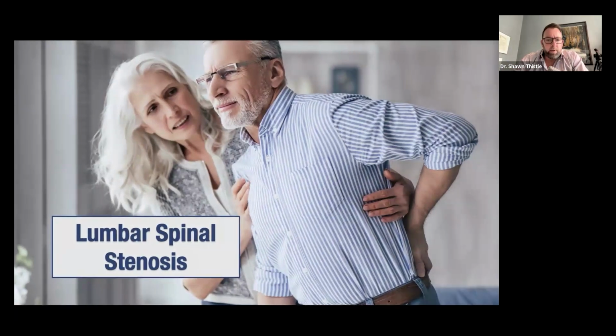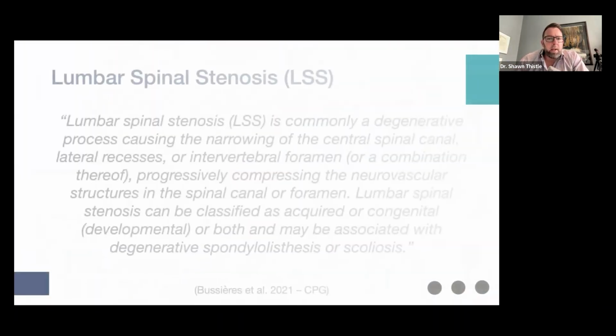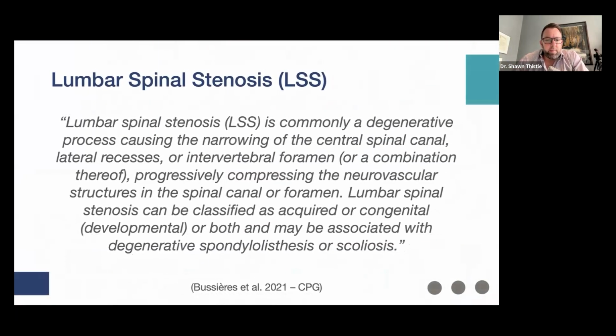So, what is lumbar spinal stenosis? The best definition I like is from the clinical practice guideline from our chiropractic research colleague here in Canada, Dr. Andre Boussier, and colleagues in 2021. In that clinical guideline, they define lumbar spinal stenosis. And when you see LSS throughout the rest of the slides, that's what we're talking about.